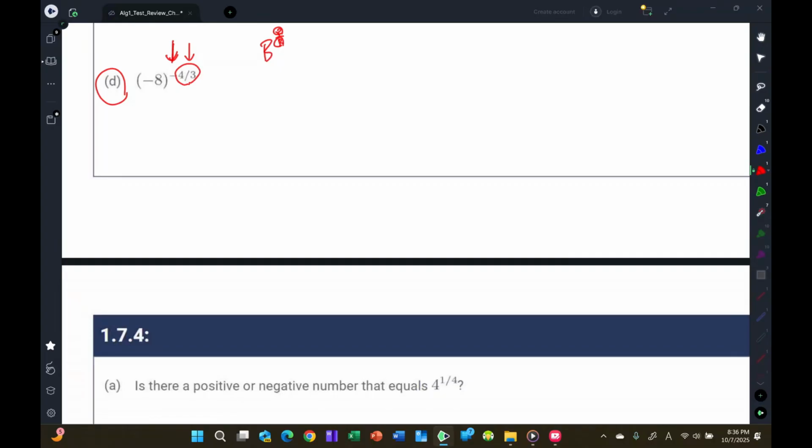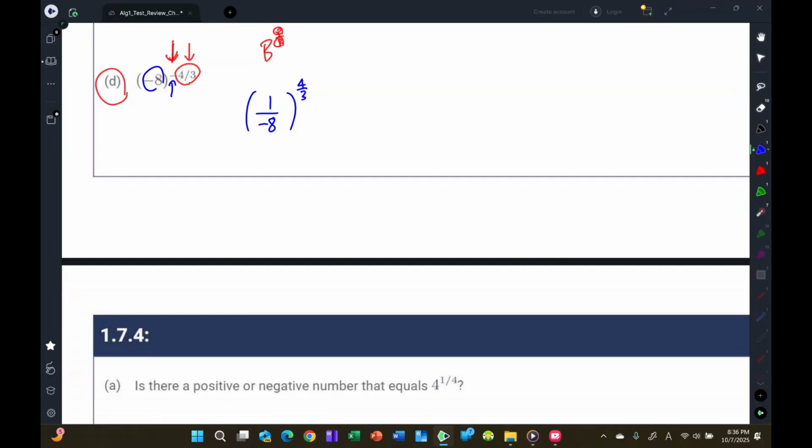Let's use that idea. So I'm going to take care of the negative exponent first. So I'm going to change that to positive 4 over 3 instead of negative 4 over 3. What's the cost of changing a negative exponent to a positive exponent? Reciprocate the base. So it'll be 1 over negative 8. Right?